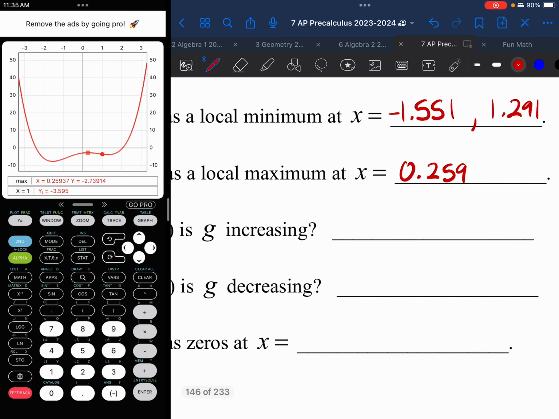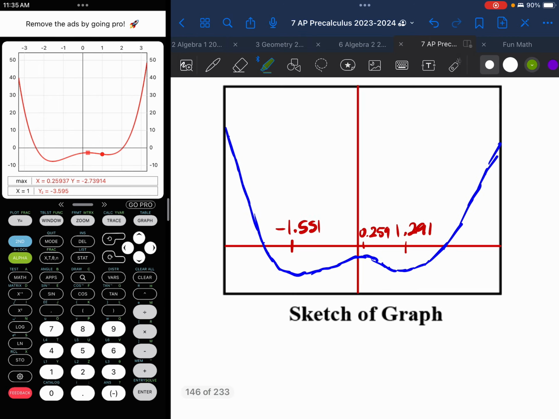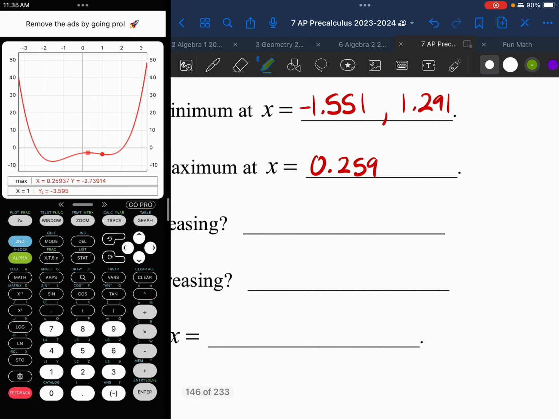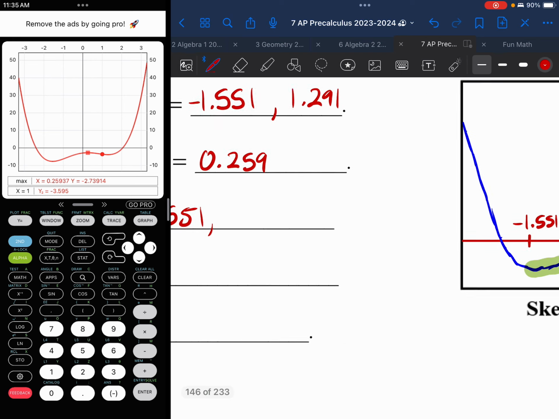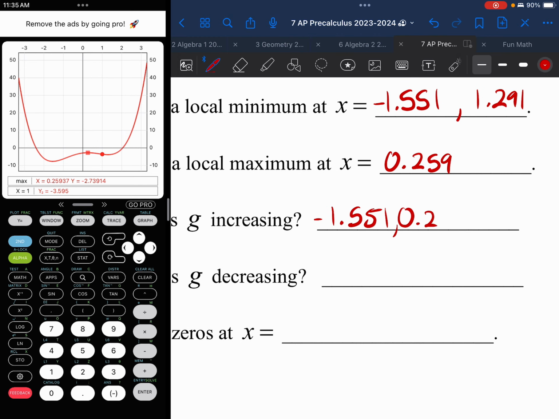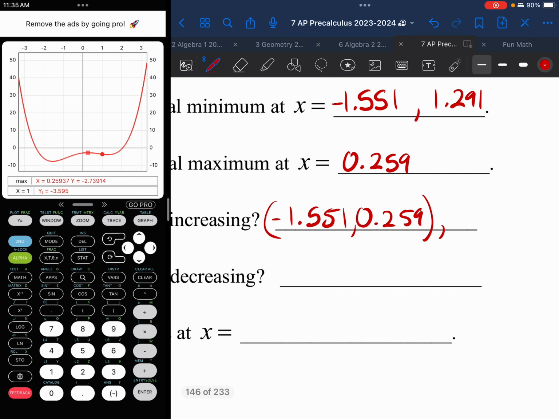Alright, so from here, we're trying to figure out where I'm increasing. So I'm going to highlight our increasing intervals. We are increasing from here to here and from here to here. So those two green intervals. So I want to say between negative 1.551 all the way to, looking at our graph, 0.259. That is the first of the two intervals. The second of the two intervals, it starts at 1.291, and it goes all the way to infinity.